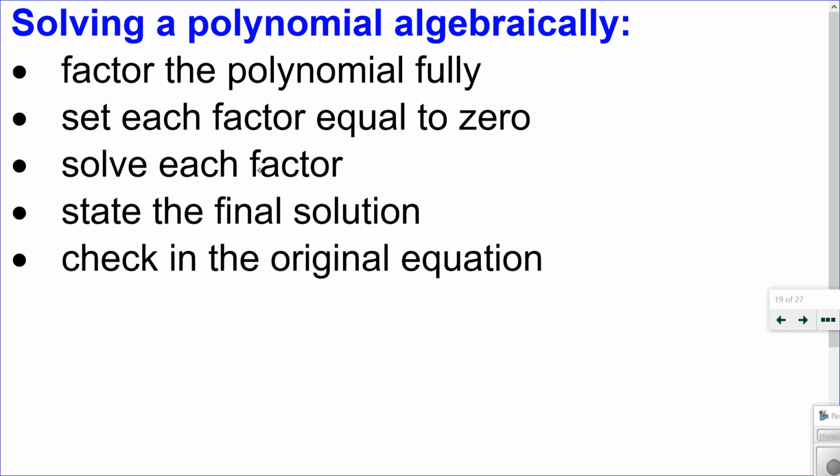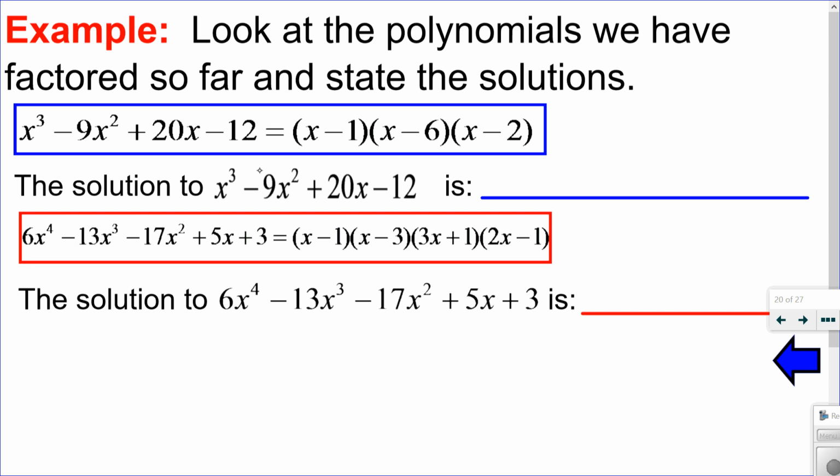So let's look at an example of what we've done so far. We factored the following polynomials so far. We factored this cubic function, and it had 3 binomial factors. So based on that, remember that factors and solutions, x-intercepts, they all mean the same thing, are opposite values. So my solution would be the opposite. Opposite of -1 is +1. Opposite of -6 is +6. Opposite of -2 is +2. So that would be my solution.